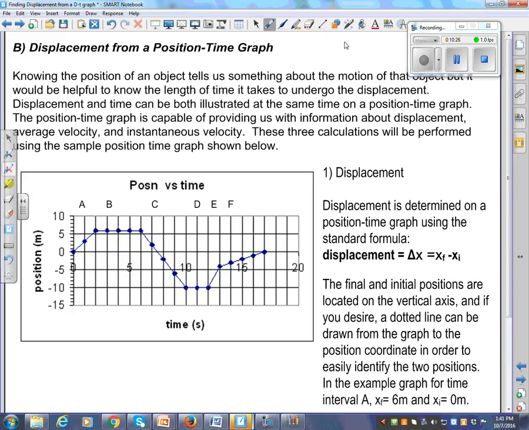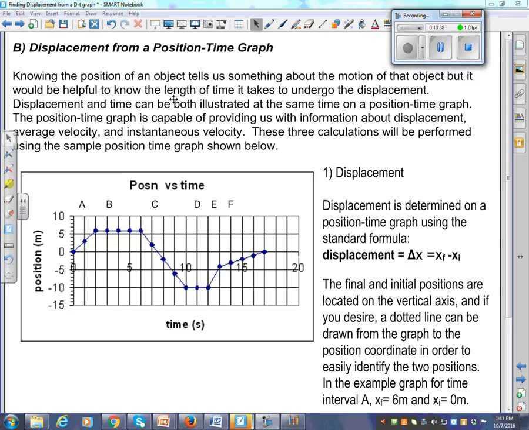Now the next step is to read the displacement from the graph. Gotta stay with me here. Okay. Knowing the position of an object tells us something about the motion of the object, but it would be helpful to know the length of time it takes to undergo the displacement. Displacement and time can both be illustrated at the same time on a position-time graph. The position-time graph is capable of providing us with information about displacement, average velocity, and instantaneous velocity.